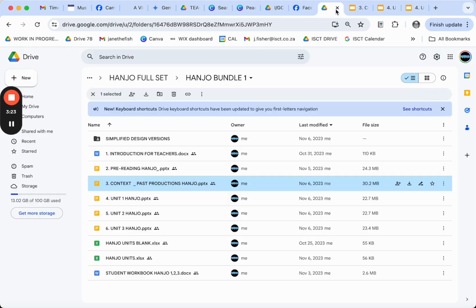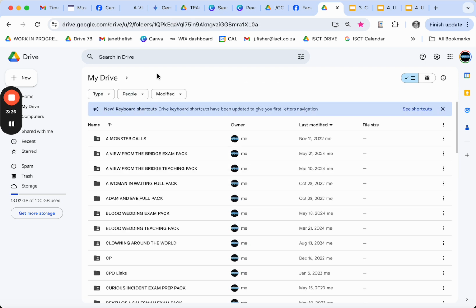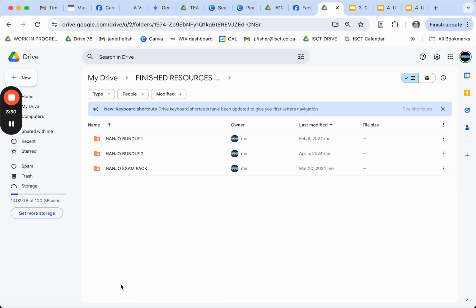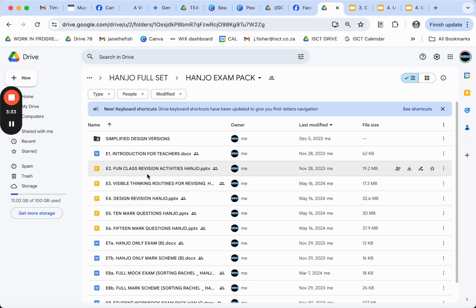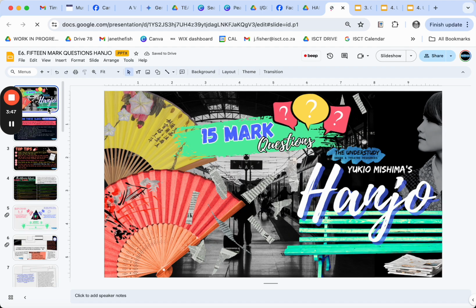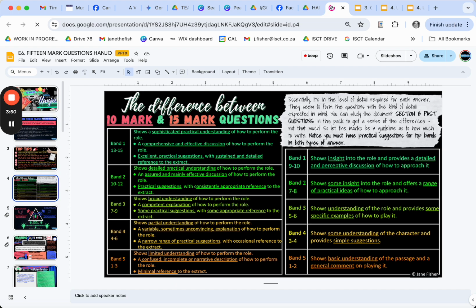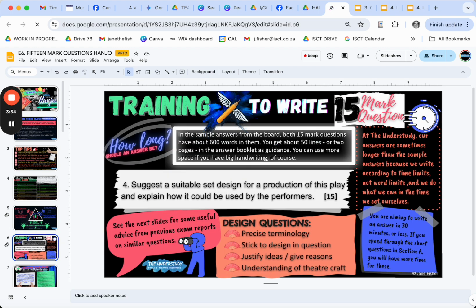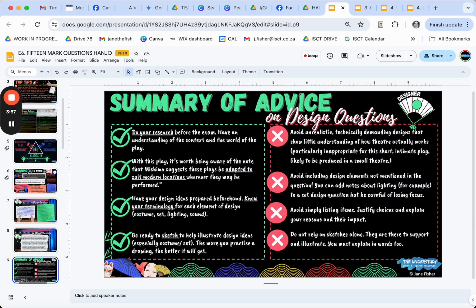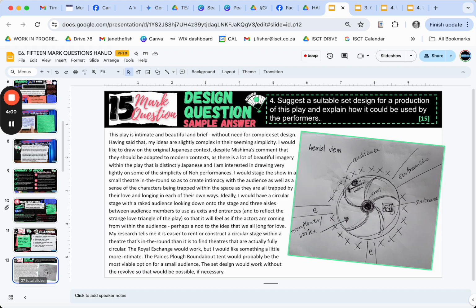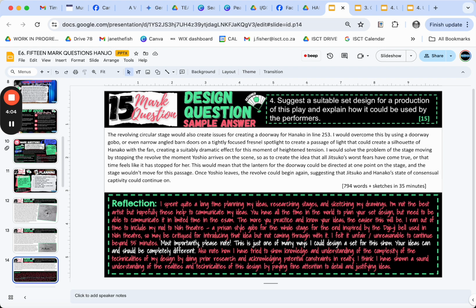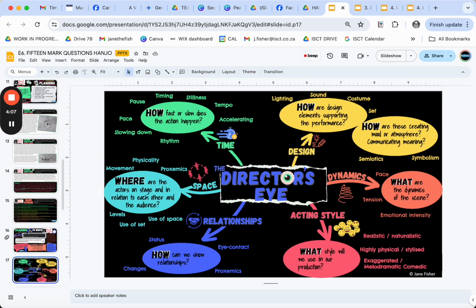And then once you get into our exam packs, we then do fun class revision activities, visible thinking routines for revising, and then design revision packs, 10 mark question packs, 15 mark question packs. So you can see that by the time your students are ready to go away and do their own revision, you can give them these slides, which are full of top tips, writing guidance, training to write, and then again example answers and various tips and tricks for doing well in the exam.